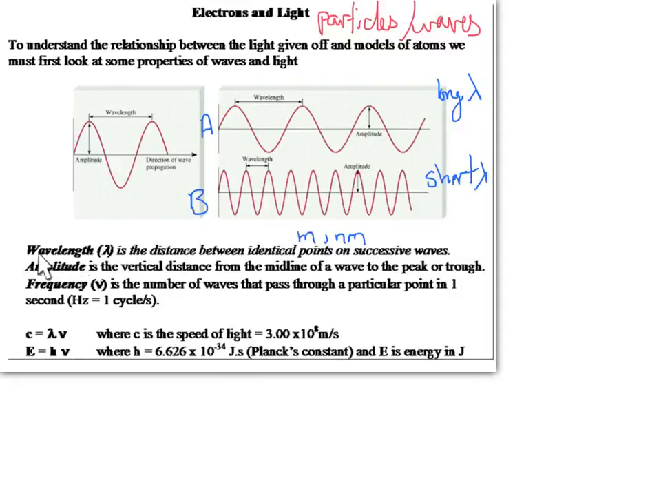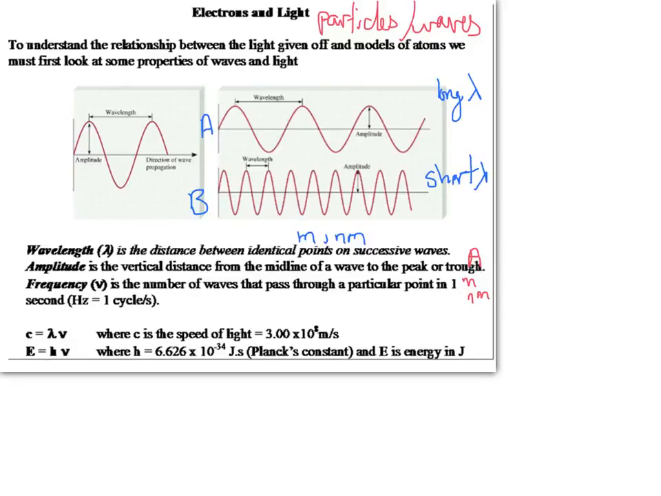Next property is amplitude. Amplitude, the symbol for that is capital A. We're not really going to talk much about amplitude in chemistry, but amplitude is the vertical distance from the midline of a wave to the peak or the trough. So the amplitude would be like from right here in the middle all the way to the top, or from the middle all the way down to the bottom. This again is a distance, and so again the units would be either meters or nanometers or any other distance units.